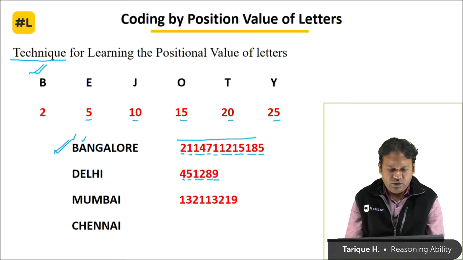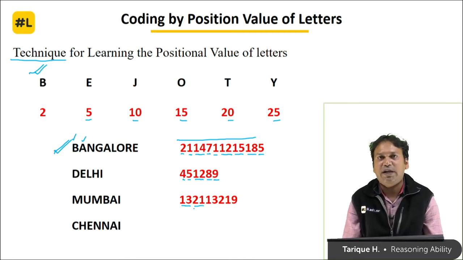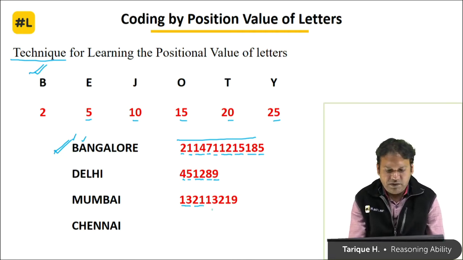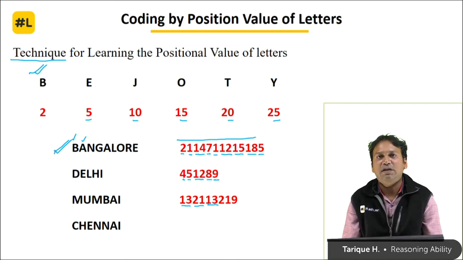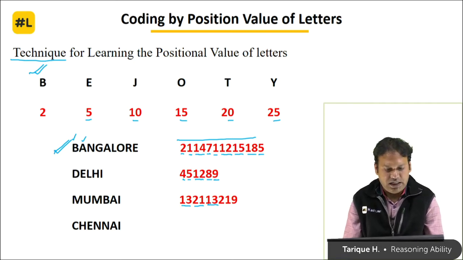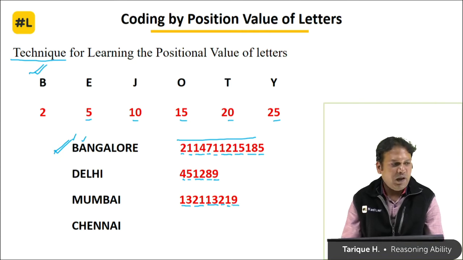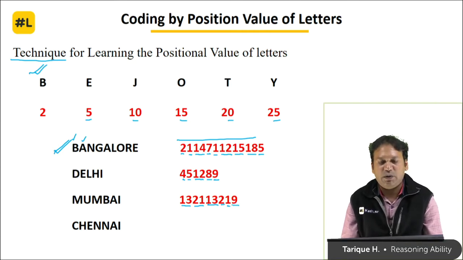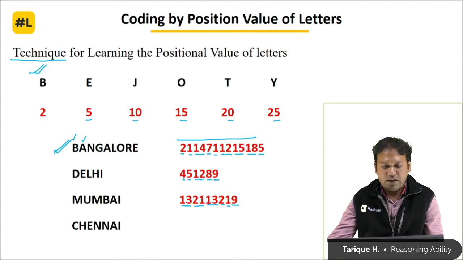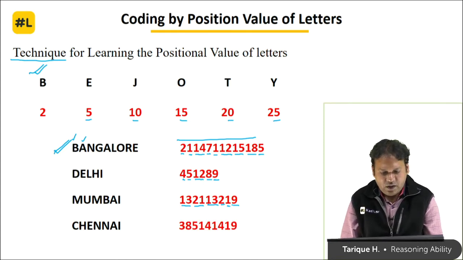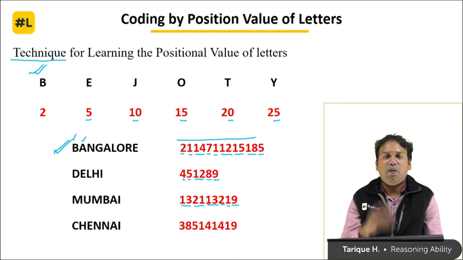is 13 21 13 15 14 13 2 1 9. So M is 13, U is 21, U comes after T, T is 20, so U is 21, M is 13, O is 15, N is 14 and M is 13, B is 2, A is 1 and I is 9. What is the code for Chennai? Let's do it quickly. 3 8 5 14 14 1 9. So what you will see, that coding becomes so easy.